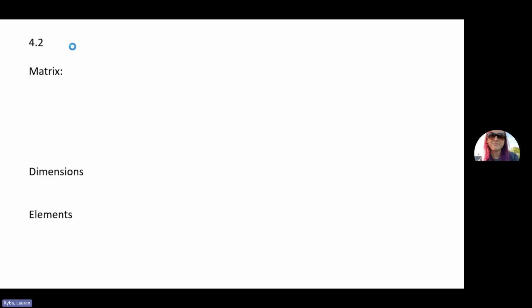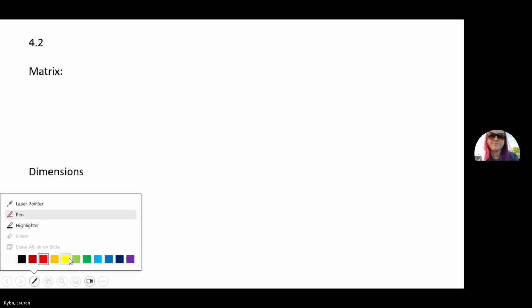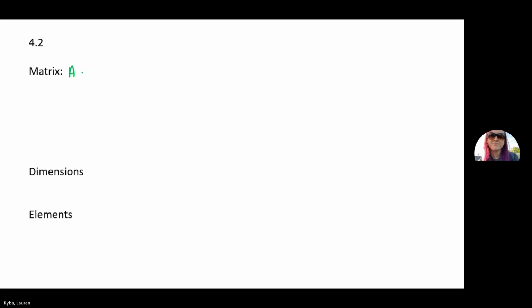So a matrix is a rectangular array of numbers written within brackets.